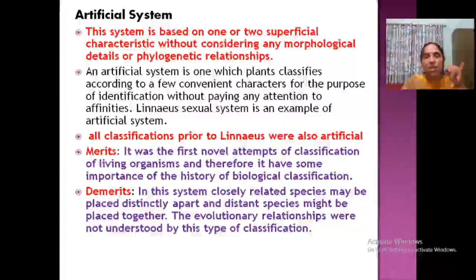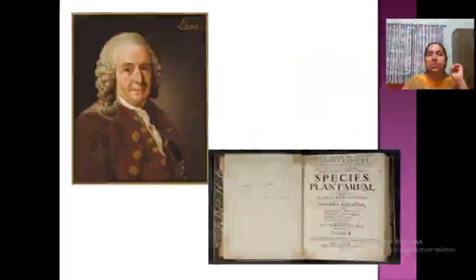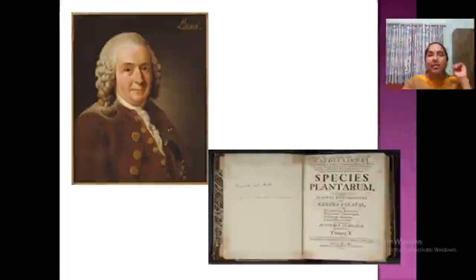So, what is the artificial system? What are its merits and demerits? The example is the Linnaeus system, Carolus Linnaeus. His published book is Species Plantarum. It is a very important book.